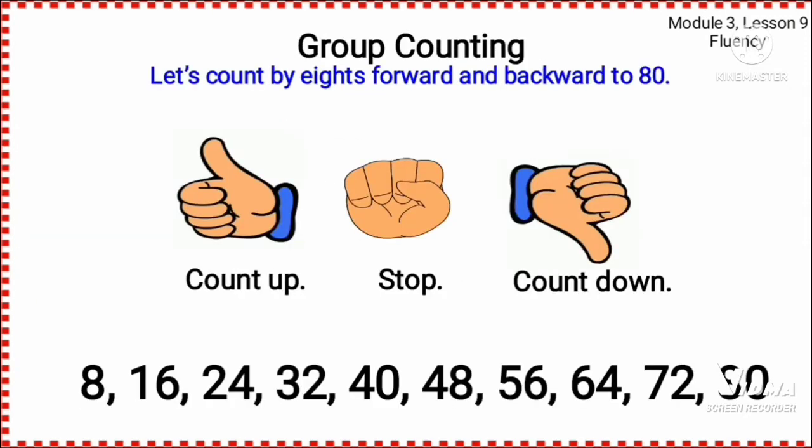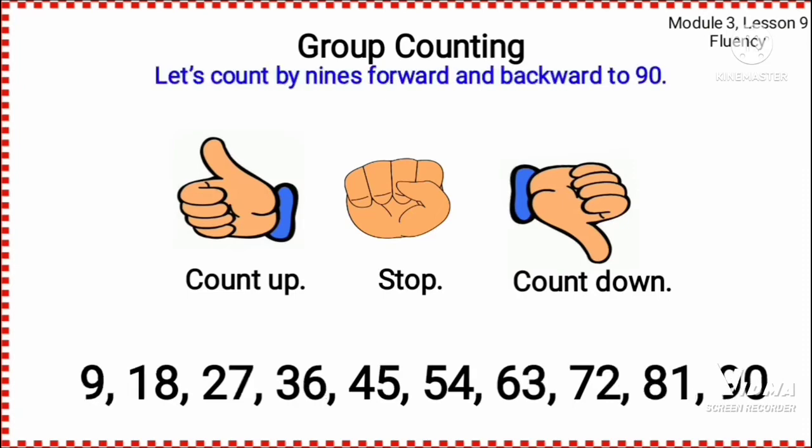Alright, so let us do group counting now. We'll count by 8 forward to 80. Let's start. 8, 16, 24, 32, 40, 48, 56, 64, 72, 80. Let's do one more. Let's count by 9s to 90. 9, 18, 27, 36, 45, 54, 63, 72, 81, 90.